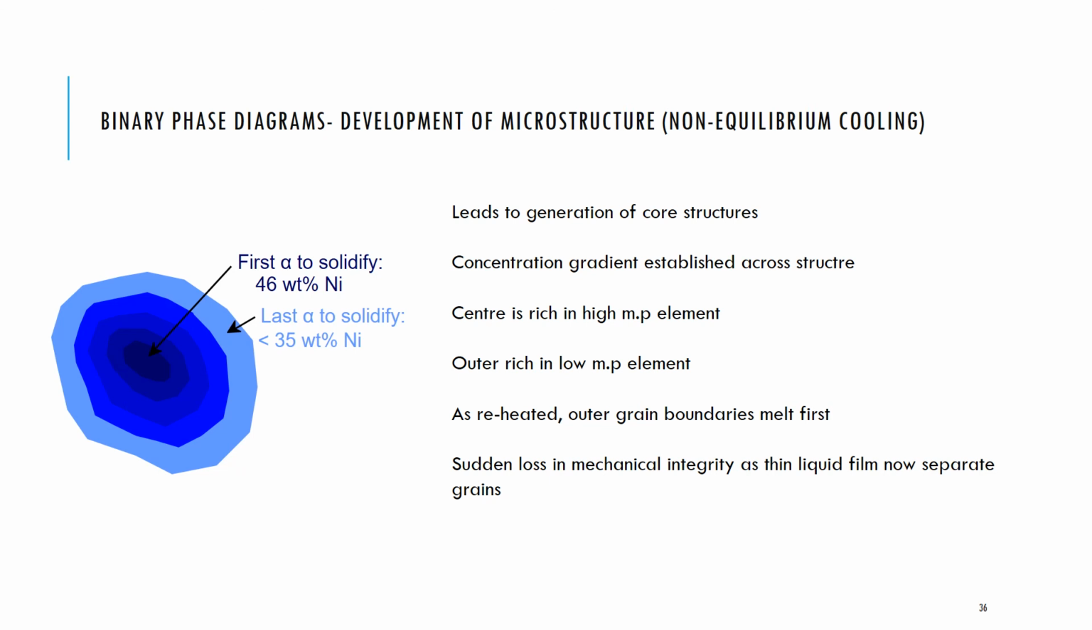What it leads to in binary systems is the generation of things we call cored structures, where there is a concentration gradient that's established in that radial manner that I show here. And the center of those cored structures is rich, in this case, in the high melting point element. And the outer is rich in the low melting point element. And the problem with this is that as it experiences reheating, let's say you want to reheat it, the outside starts to melt. And because the outside starts to melt, you get a sudden loss in the mechanical integrity of the structure. So that's something you've got to think carefully about.